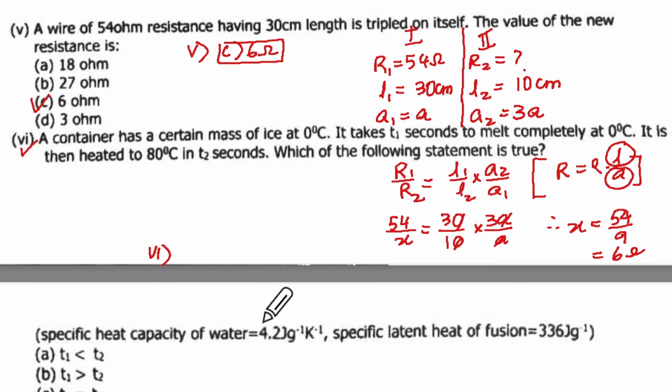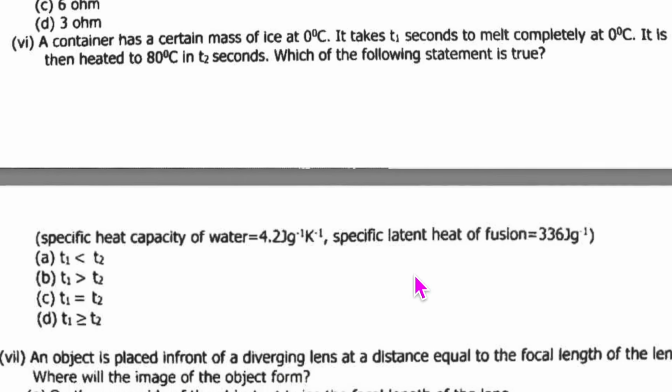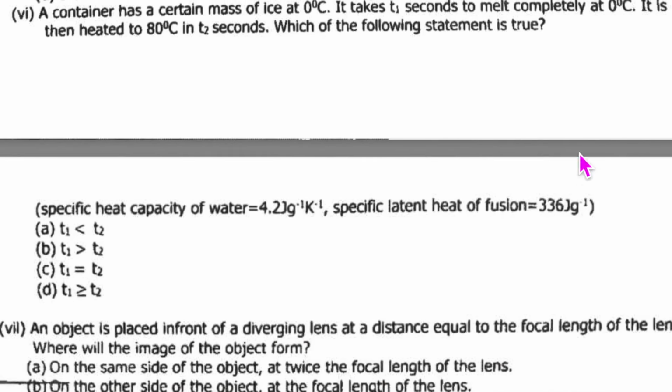A container has certain mass of ice at 0 degrees Celsius. It takes T1 seconds to melt completely at 0 degrees Celsius. It is then heated to 80 degrees Celsius in T2 seconds. Which of the following statement is true? Specific heat capacity of water equal to 4.2 joule per gram per Kelvin. Specific latent heat of fusion 336 joule per gram.